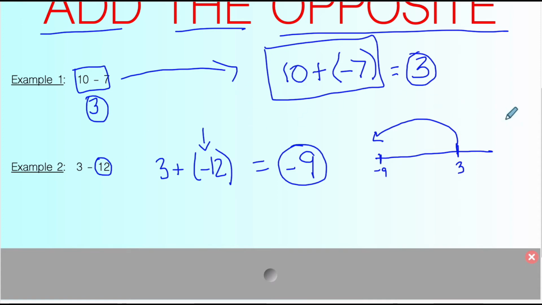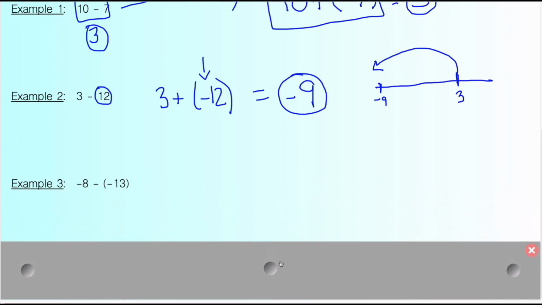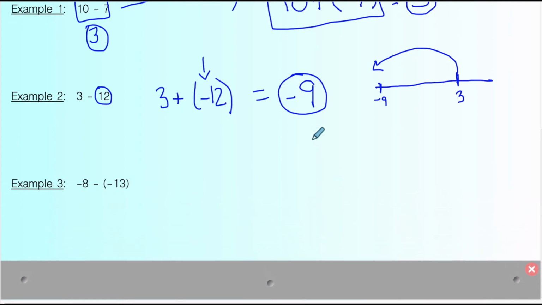That part of it's good, but you can't just rely on the number line forever. All right, some more examples. Let's do it. Math. Example 3. I've got negative 8 minus negative 13. And we're going to play add the opposite. We're going to turn this subtraction problem into an addition problem. So the first number just stays the same, negative 8, and then it becomes addition, and then we're going to look at the last number and add the opposite of it. So the opposite of negative 13 is positive 13.